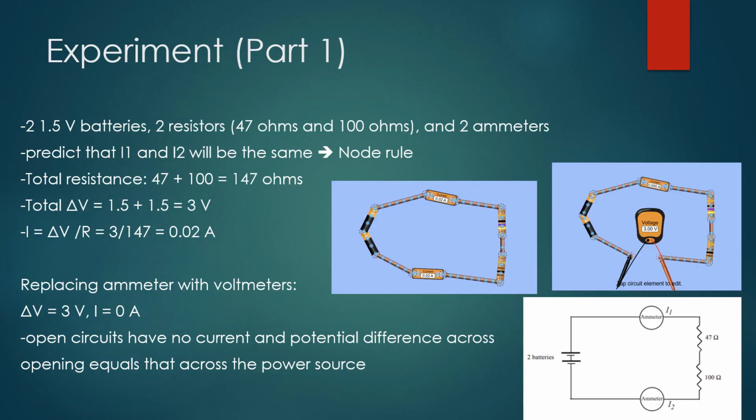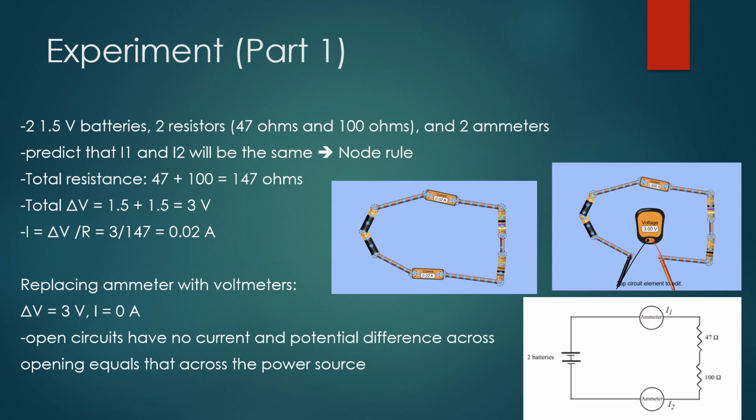The experiment took place in multiple parts. In the first part, there were two 1.5 volt batteries, two resistors of 47 ohms and 100 ohms, and two ammeters. You would predict that the current on the first ammeter would be the same as the second one because of the node rule, and these were some of the calculations to get the current of 0.02.